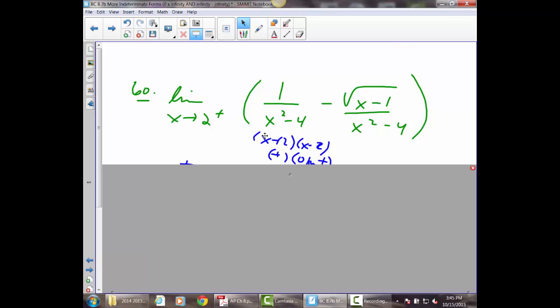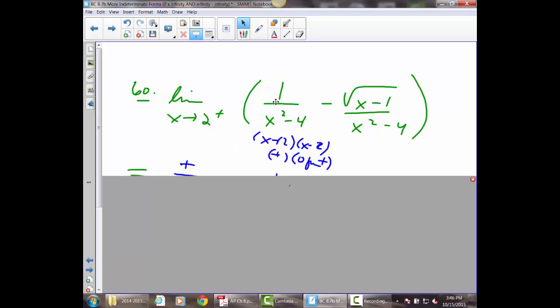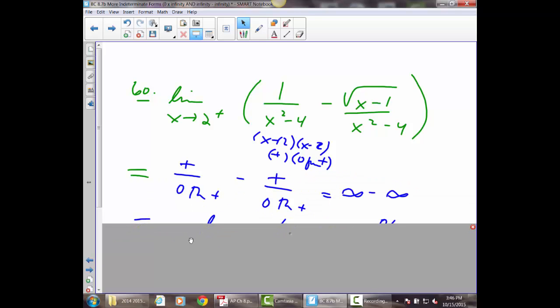Limit as x approaches 2 from the right of this fraction. You'll notice that this factors into x plus 2 times x minus 2. So if I do plug in 2, of course, I get 1 over 0. But the denominator is a positive times 0 through positives, and that was positive. So a positive over a positive will give a positive infinity. Minus, now here I'm going to approach 2 from the right.